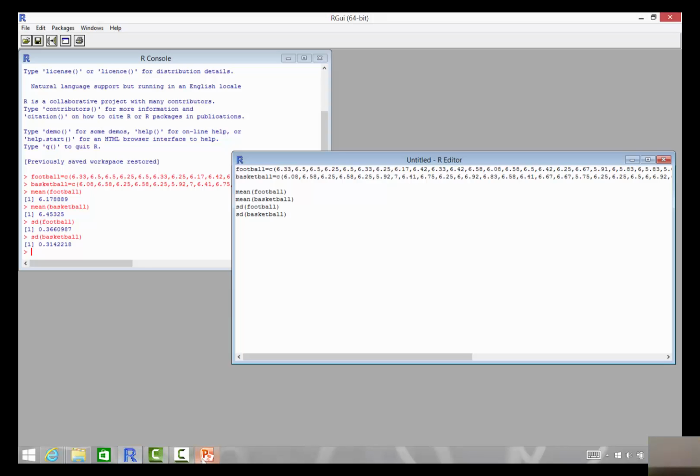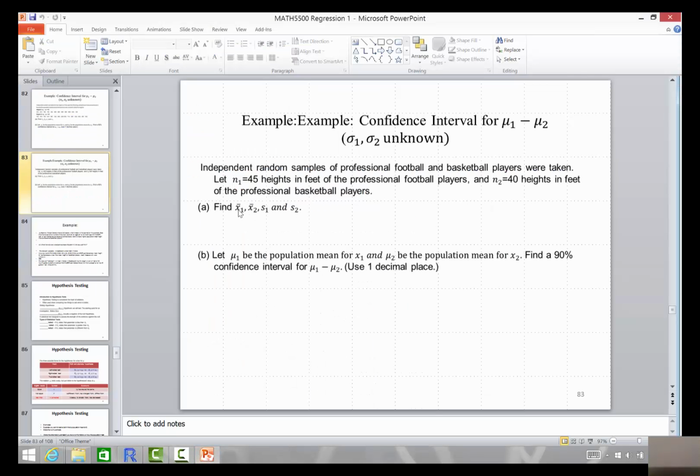So I'll go to the slides now. This is how I got x1 bar, x2 bar, s1 and s2. Once you have that, I need to find the confidence interval. You need to check the requirement. The requirements are met because the sample size is 45 here and the sample size is 40 here, so the central limit theorem will work.